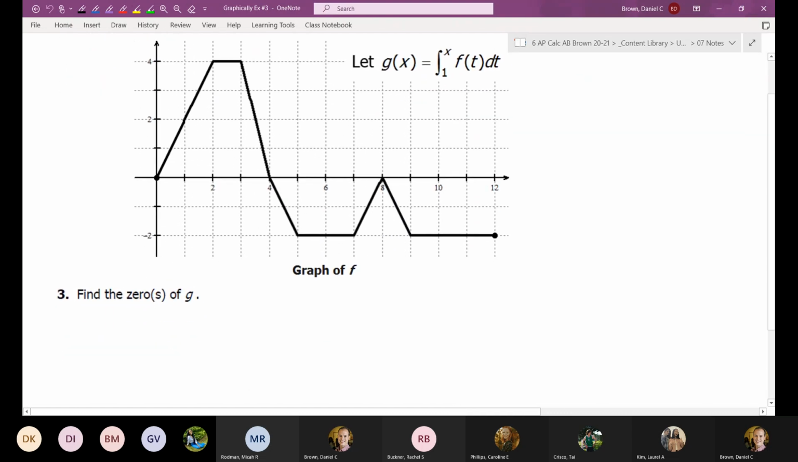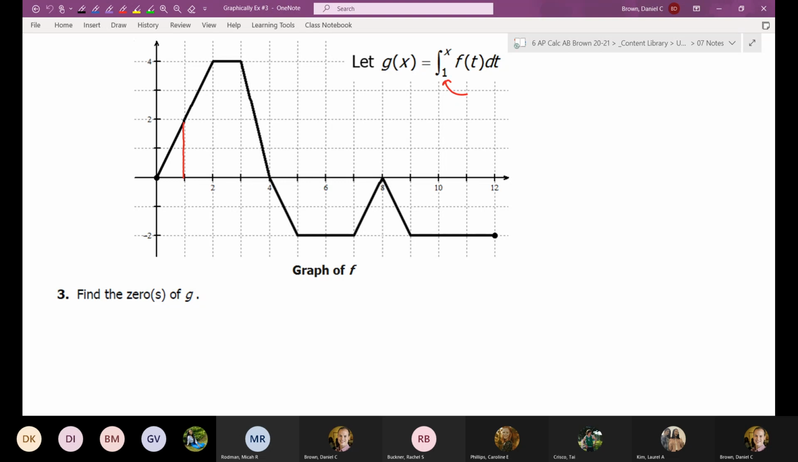And in problem 3, I left it at the same graph. This is the graph of g of x. G of x is still an integral starting at 1. So if I start finding any area, 1 is going to be my starting point. And so yeah, question number 3.